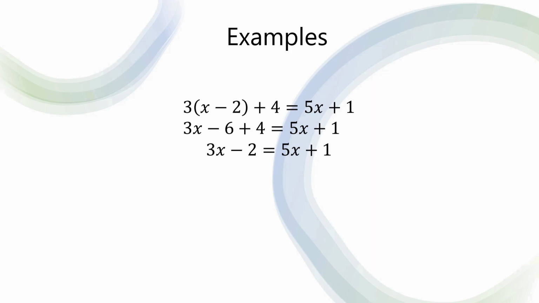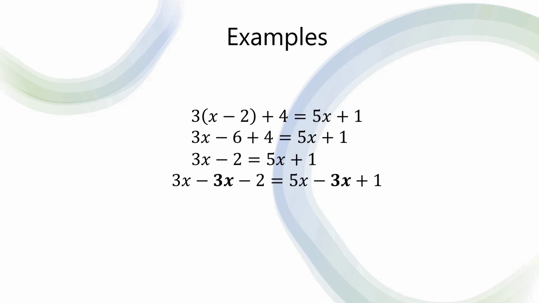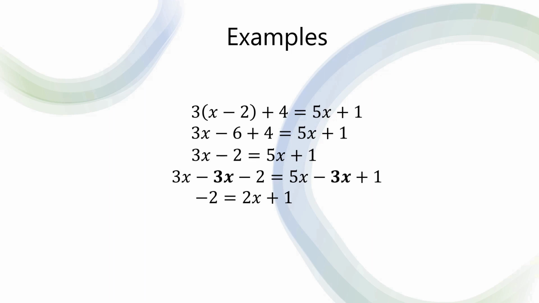Next, simplify each side of the equation by combining like terms. On the left side, we have 3x minus 2, and on the right side, we have 5x plus 1. 3x minus 2 equals 5x plus 1. Now our goal is to have all the x terms on one side. To achieve this, subtract 3x from both sides of the equation. 3x minus 3x minus 2 equals 5x minus 3x plus 1. This simplifies to minus 2 equals 2x plus 1.